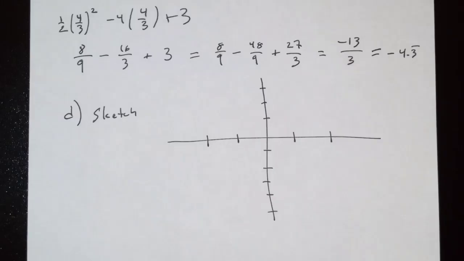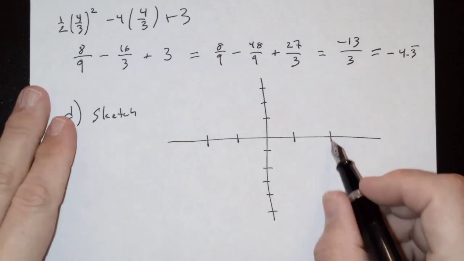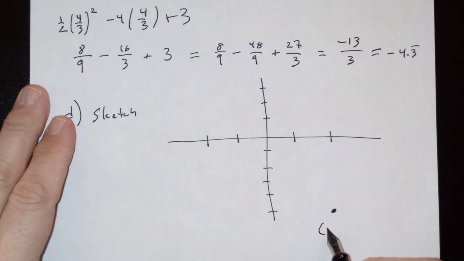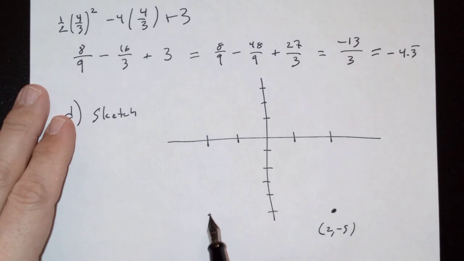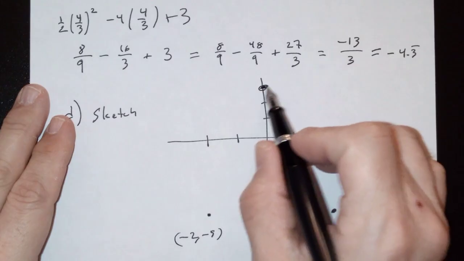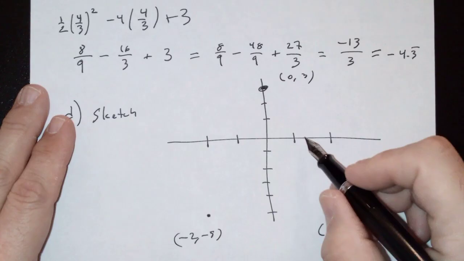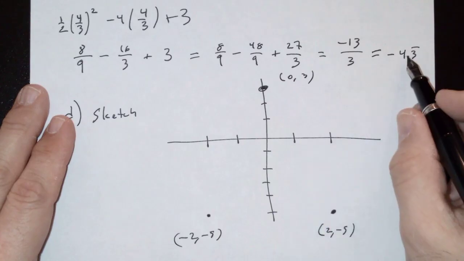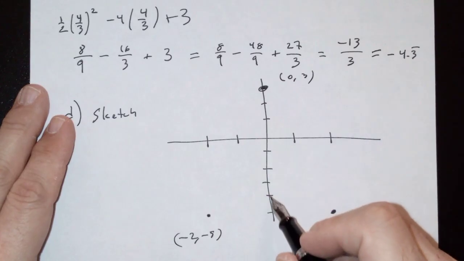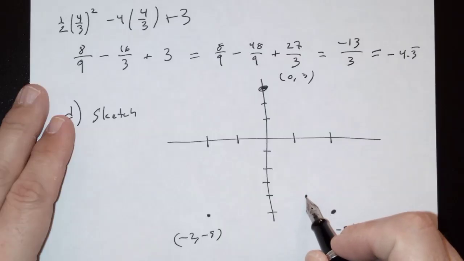I have 5 points. I have the 3 extremes, right? 2, -5. -2, -5. 0, 3. And then 4/3, which is a little bit bigger than 1, -4.3. 1, 2, 3, 4.3. There.